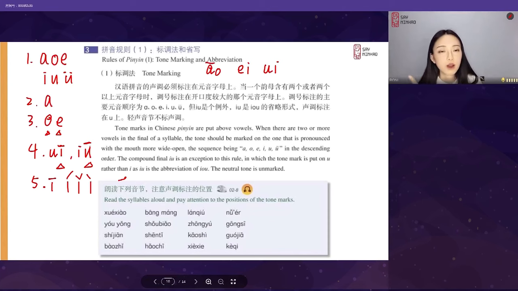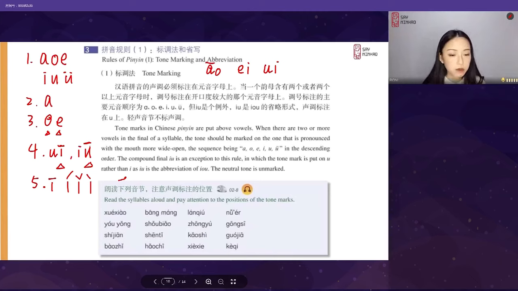First, we won't mark initials, we will mark finals. Second, we will mark the vowels: a, o, e, i, u, ü. And the sequence of marking is, first, if there is an a, it is the top priority, we will mark a. If there is no a, try to mark o and e. If u and i appeared together, then try to mark the latter one. And if we are marking i, we will remove the dot and mark on it. Okay, this is the rule.